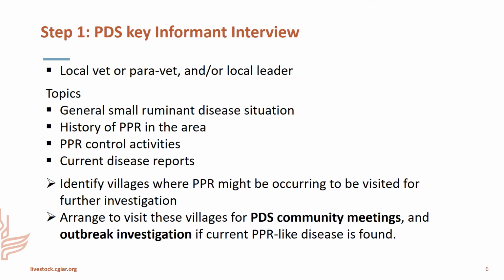Having identified an area to be targeted for PDS, contact the local veterinarian or paravet to arrange to carry out a key informant interview with them. Using the list of topics in the PDS Key Informant Interview Guide in Annex 7, you will gain an overview of the small ruminant disease situation in the area, the history of PPR, and any control activities that are being carried out. This information will help you to identify the villages that you want to visit to find out whether they have current or recent PPR disease.